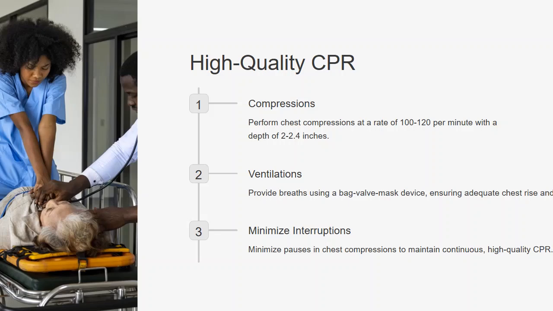High quality CPR is very important. When you give CPR, give strong compressions at a rate of 100 to 120 per minute, and the depth should be around 2 to 2.5 inches or around 5 centimeters when you give chest compressions. Along with that, provide ventilation. Use an ambu bag and ventilate the patient at a ratio of 30:2.